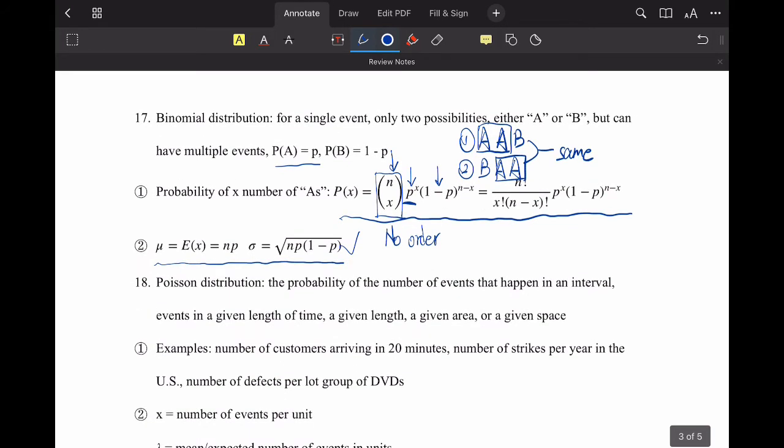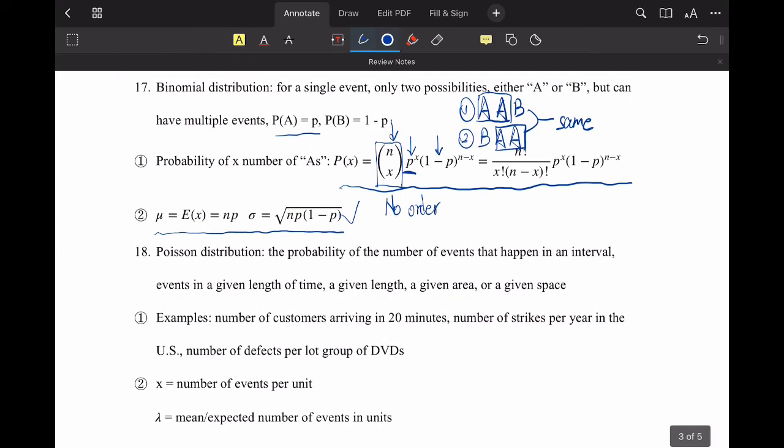So from now on, every single kind of distribution we learn, we just need to focus on 3 points. The first one is, of course, what kind of distribution is that? The second one is how to calculate probability. And the third one is how to calculate mean and standard deviation. That's the only thing we want to know about a distribution. That's the only thing we care about, right?